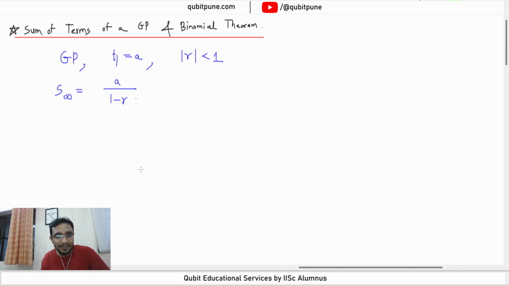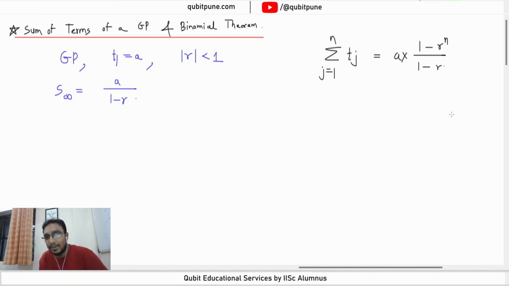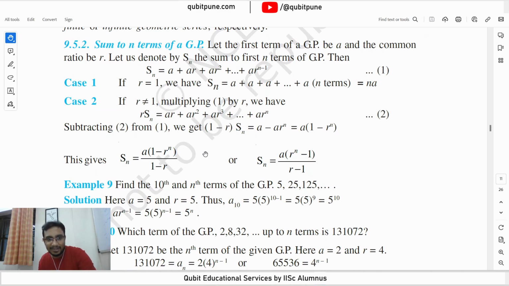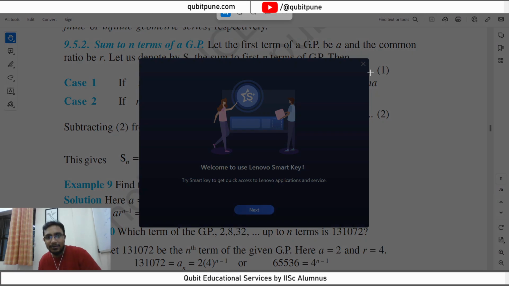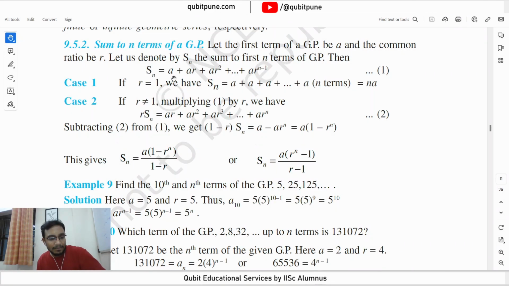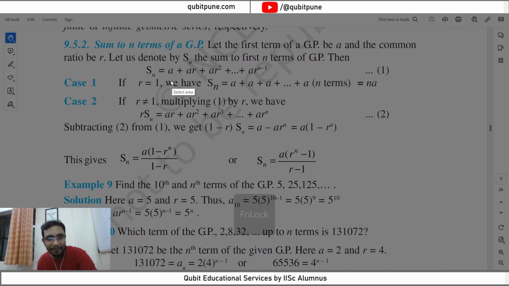I'll tell you the formula. If I want to add n terms of a geometric progression, first n terms, then the formula is a into 1 minus r raised to n upon 1 minus r. Are you aware of this formula? Okay, so this is the NCERT formula. See, this is the formula that I'm talking about.